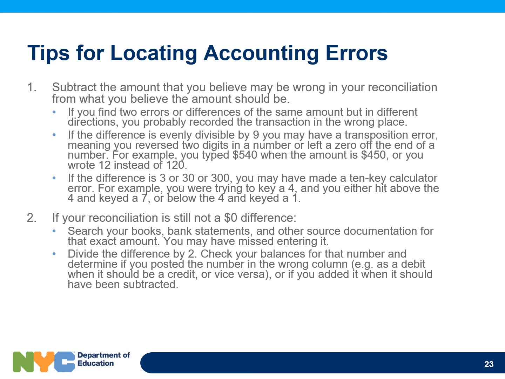2. If your reconciliation is still not a $0 difference, search your books, bank statements, and other source documentation for that exact amount. You may have missed entering it. Divide the difference by 2. Check your balances for that number and determine if you posted the number in the wrong column, for example as a debit when it should be a credit, or vice versa, or if you added it when it should have been subtracted.